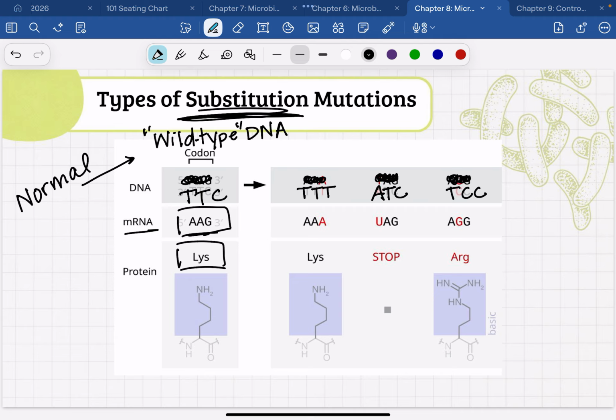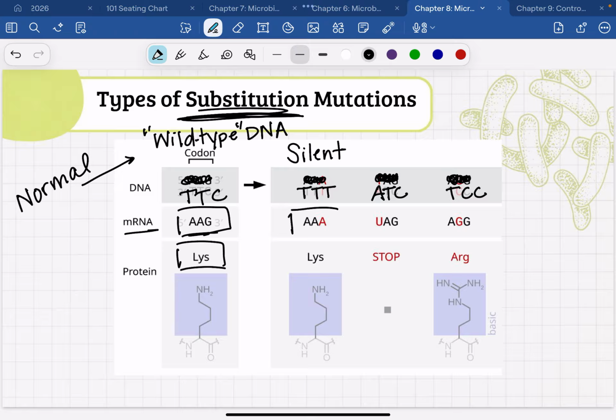Okay, but there are a couple of different ways that we can mutate this. This first one is what we would call a silent mutation. What we've done here is, remember that the normal DNA is TTC. What we have mutated it to is TTT. That's different, right? We substituted that last C for a T instead. So the DNA is now altered. We've mutated it. It's a substitution.